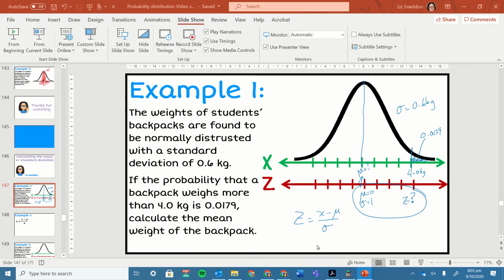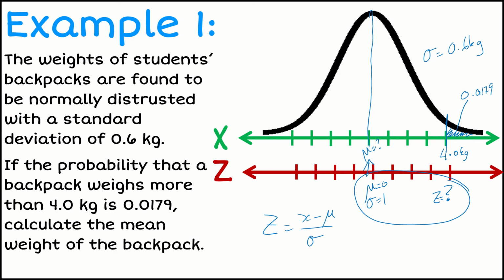So let me go back to here. That equivalent z value there is 2.099. So that value there is the z value that's equivalent to the 4 kilos. Now I can use that 4 kilos and this z value, and substitute these values into the calculation here. I can also substitute in my standard deviation and then rearrange to find the mean. So that's what we're going to do now.